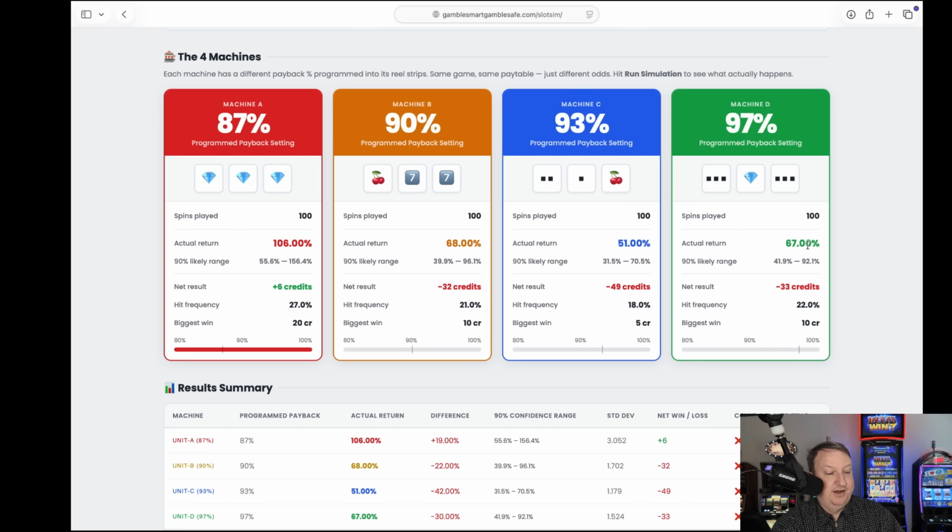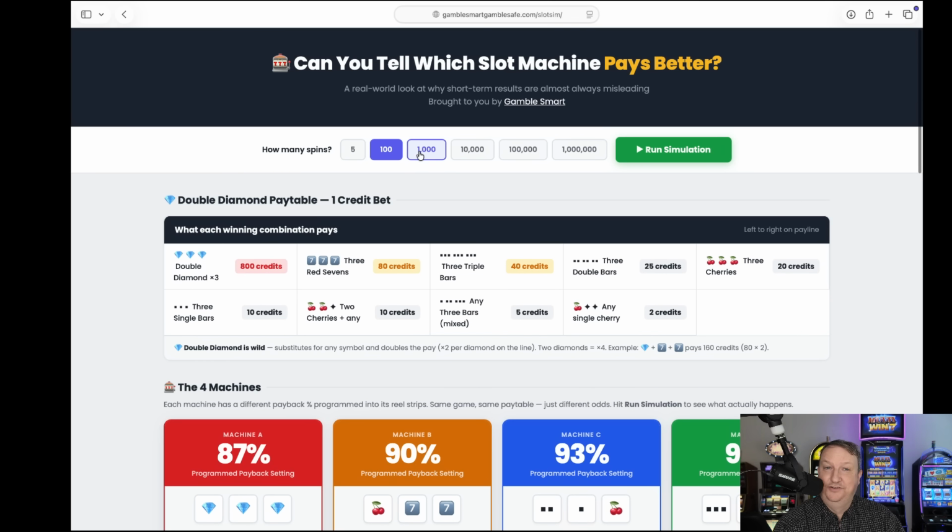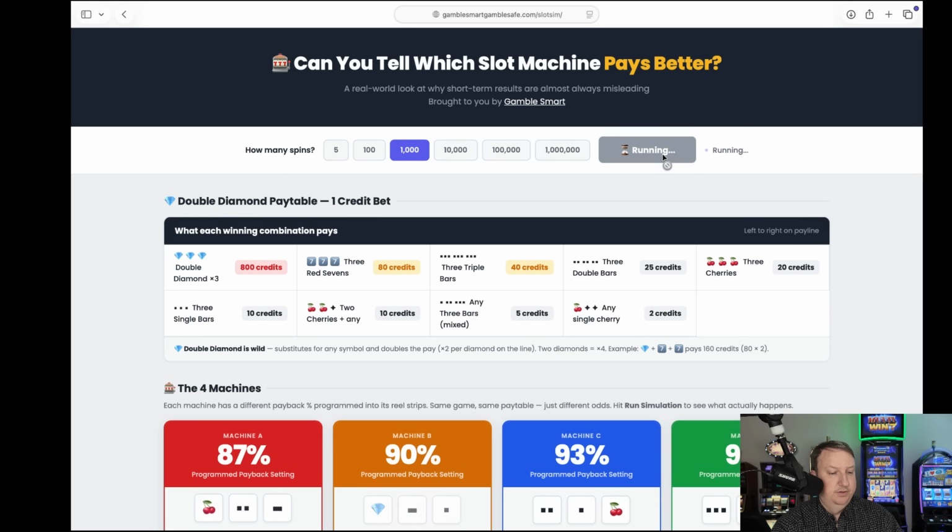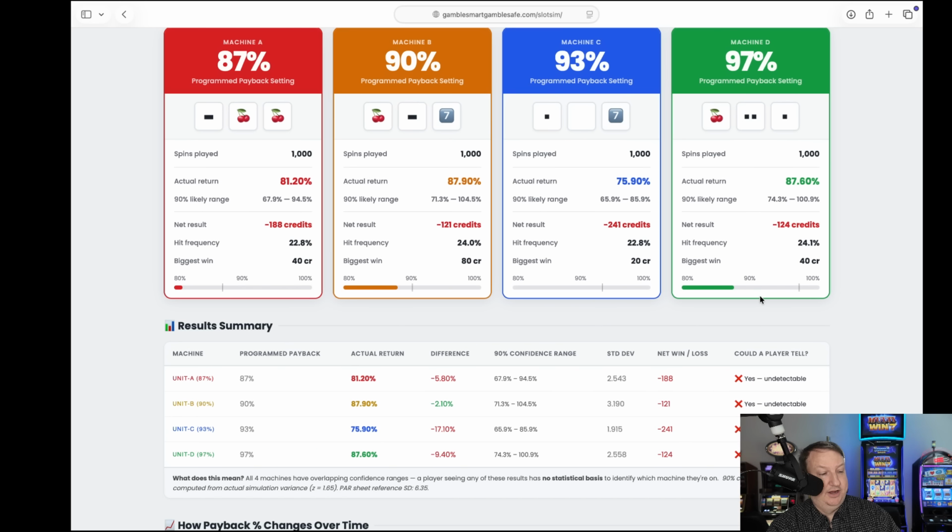Now let's bump up to 1,000. Maybe at this point you agree 100's still not enough, but 1,000 surely is going to be enough. Do you think when I hit run simulation that they're all going to be pretty close to the payback percentage numbers this time? Well, let's see. Okay, so what do we have here? We have, let's see, 87.60. So the 90% and the 97 were actually pretty close this time. 90% inching ahead. 75% for the 93, the 87% for the 81.